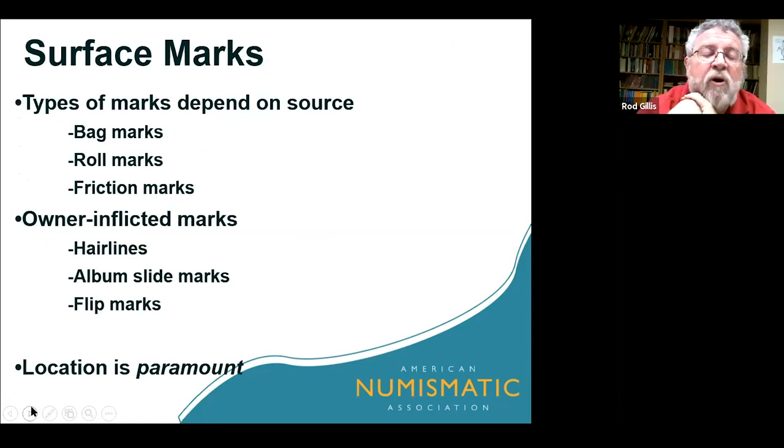Let's talk about surface marks first. So the first thing we need to be able to do is determine what type of mark it is. There are bag marks, there are roll marks, there are friction marks. Those happen at the source. In other words, those happen at the mint. And then there are owner inflicted marks, hairlines, album slide marks, flip marks. Location and severity of the marks are paramount.